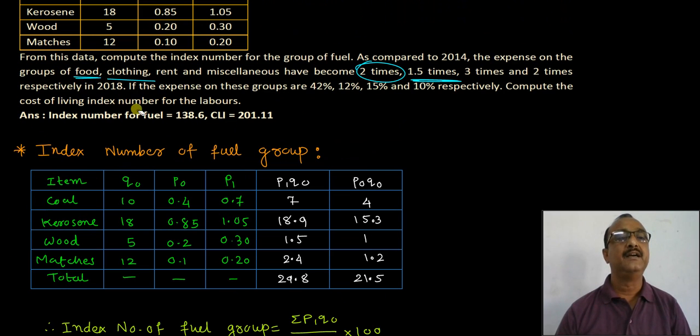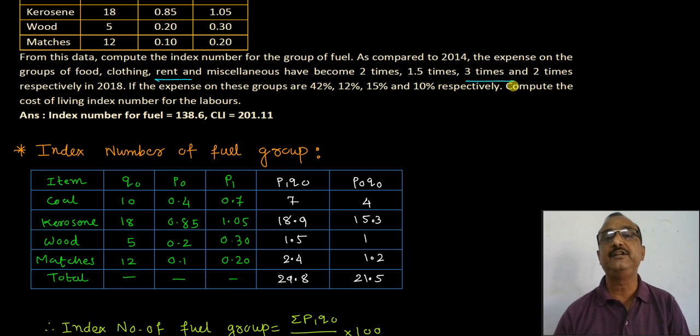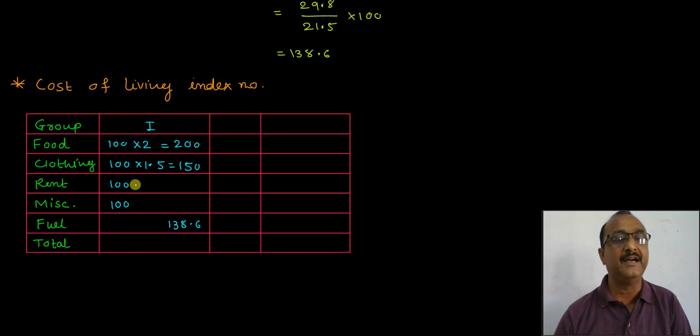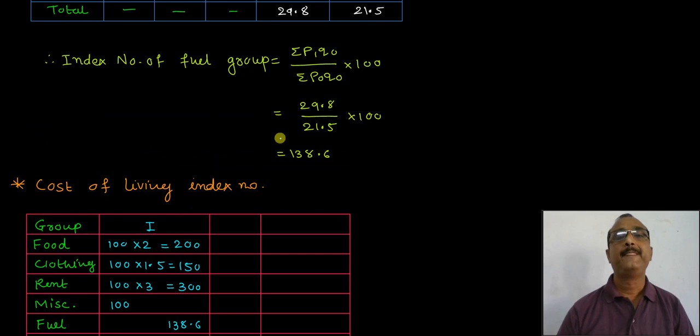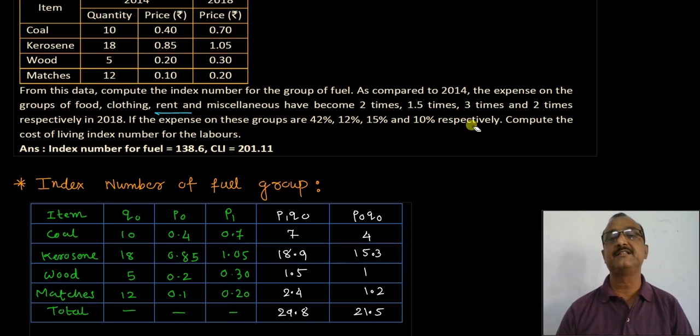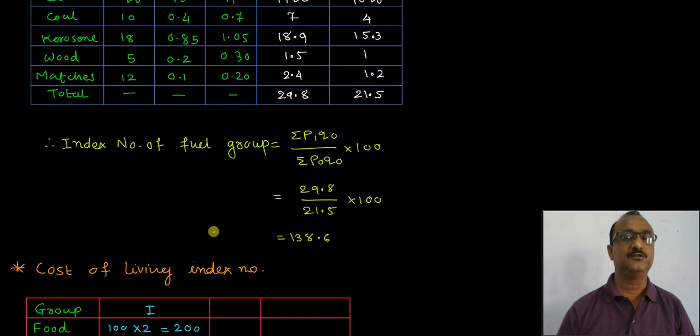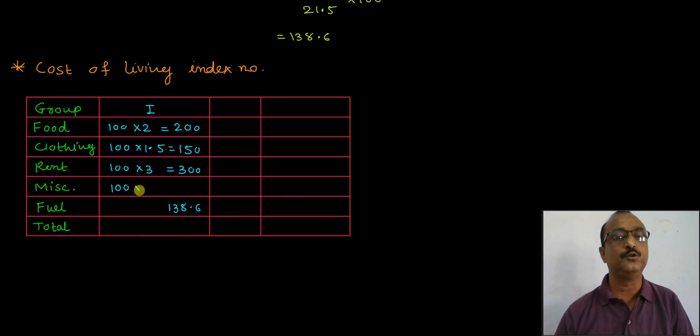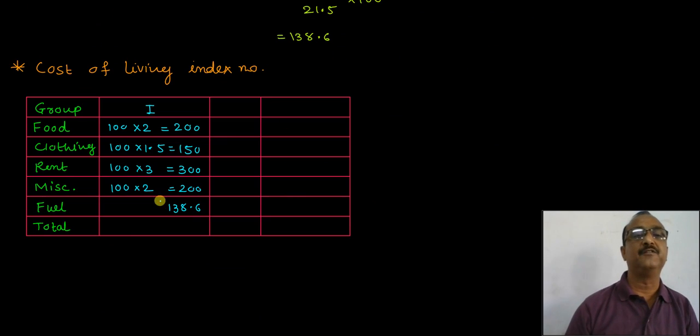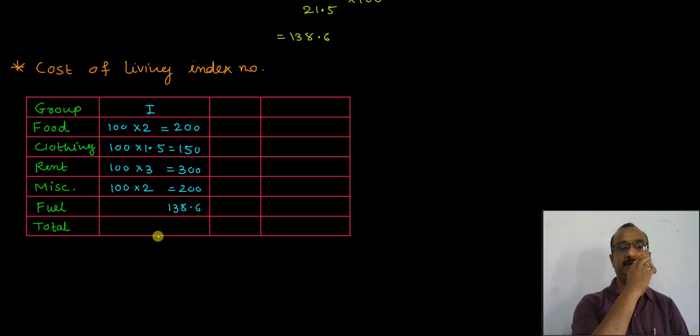Then rent is 3 times. So multiply rent by 3 and we get 300. And miscellaneous expense is twice compared to the base year, so multiply by 2. It is 200. And the index number of fuel, here we find, is 138.6.